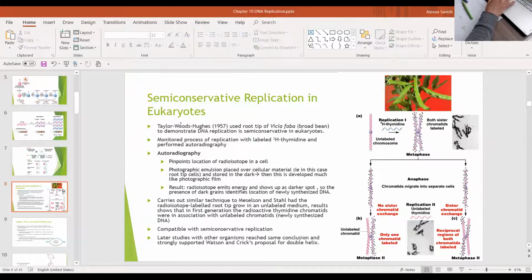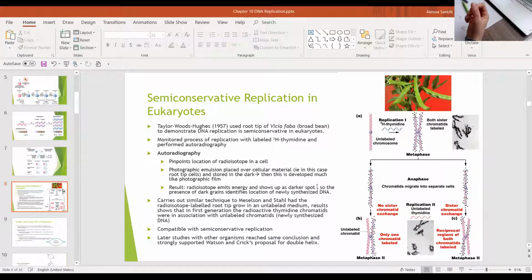And this is when Taylor, Woods, and Hughes came about in 1957. They conducted an experiment on broad bean, a bean plant. They conducted the experiment on the root tip of a bean plant, and they showed that the DNA replication here was also semi-conservative.